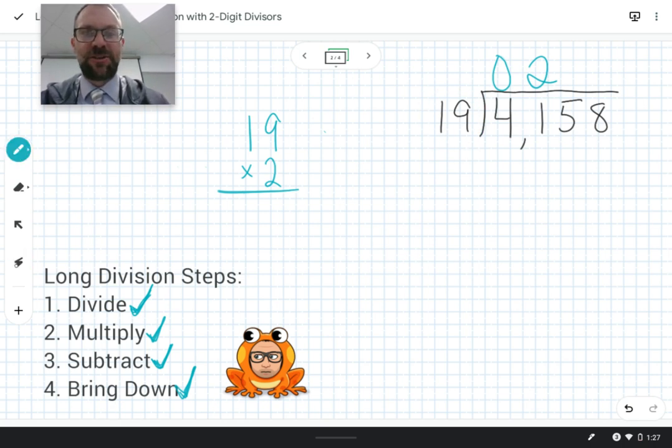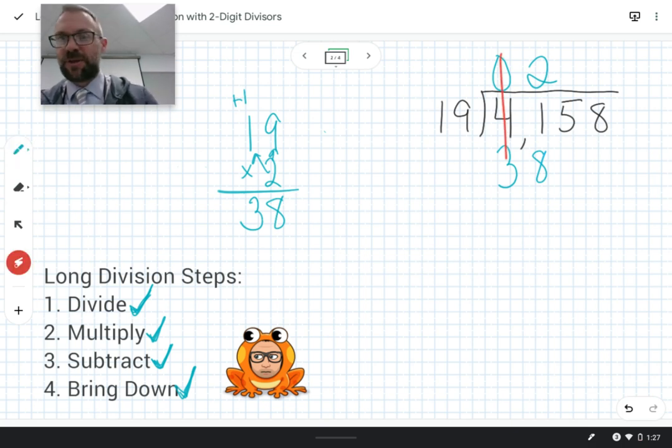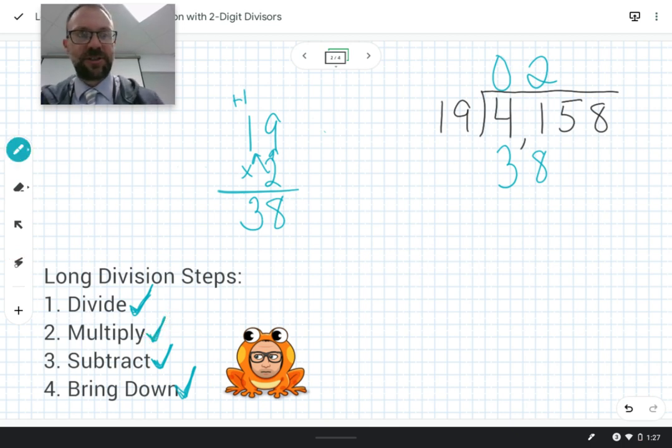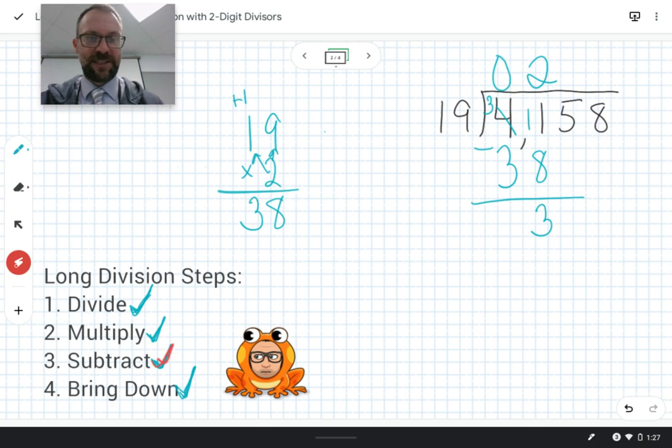So let's see here. 2 times 9, that's 18. Carry the 1. 2 times 1 is 2, plus the 1 is 3. 19 times 2 is 38. So I'll write the 38 underneath the 41, being careful to line up all my digits. And that's my multiplication step, okay? Now I need to subtract. So let's do that. 41 minus 38. That's, let's see here, 11 minus 8 is 3. That's my subtraction step. That's done now too.